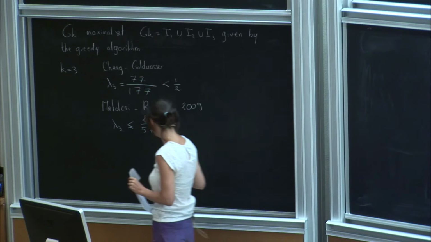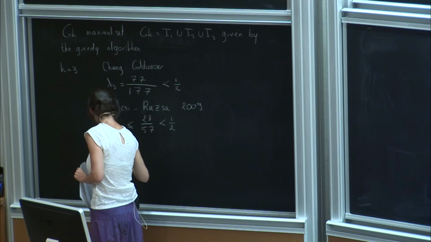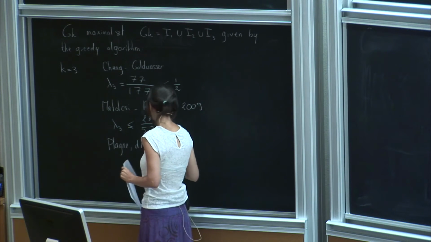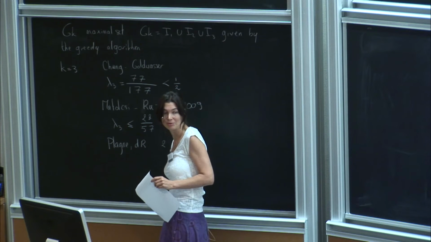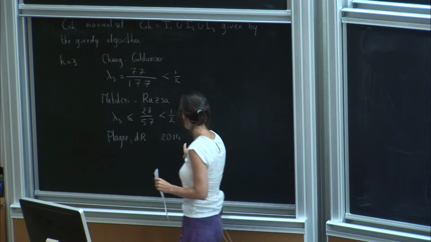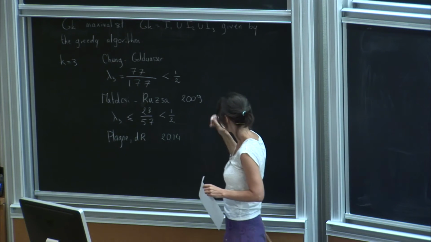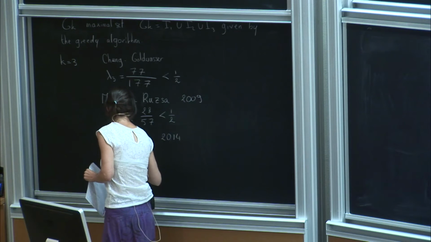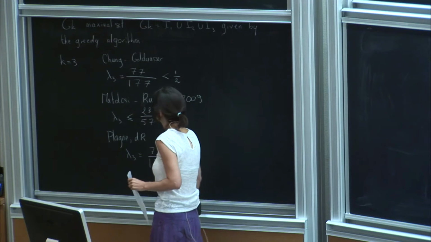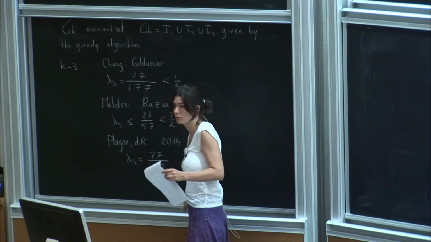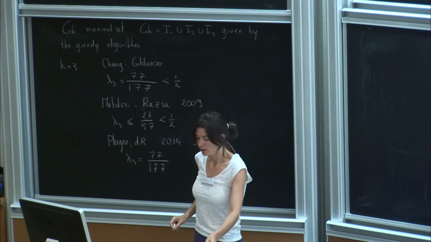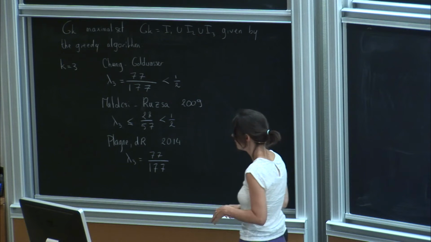And actually with Alain Plagne, we proved the conjecture, so it will appear soon, hopefully. We put that on the archive last year, I guess, so I will give this date. That lambda 3 is 77 divided by 177, and that the maximal set with no solution in the continuous setting is given by the greedy algorithm also. And we are now working on k.